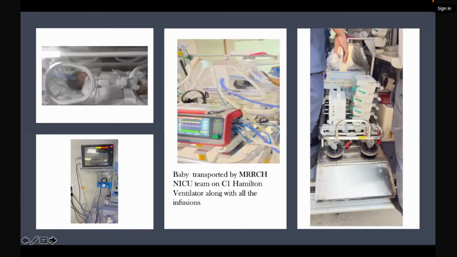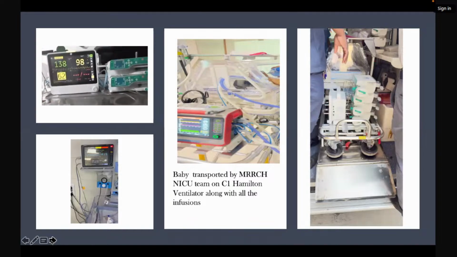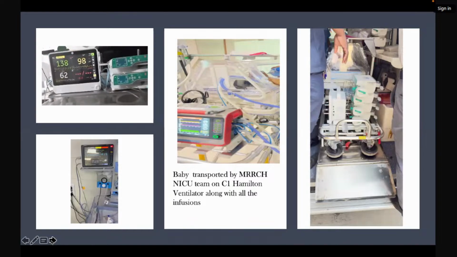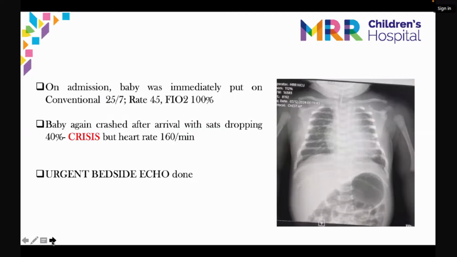child was transported. Fortunately for us, the child saturated well during transport, but he required, as you can see, almost 4 to 5 infusion pumps, and he was brought on a C1 Hamilton ventilator. So on admission, baby was immediately continued on the conventional ventilation with high pressures of 25/7, FiO2 requirement of 100% and rates of around 45 or 50.